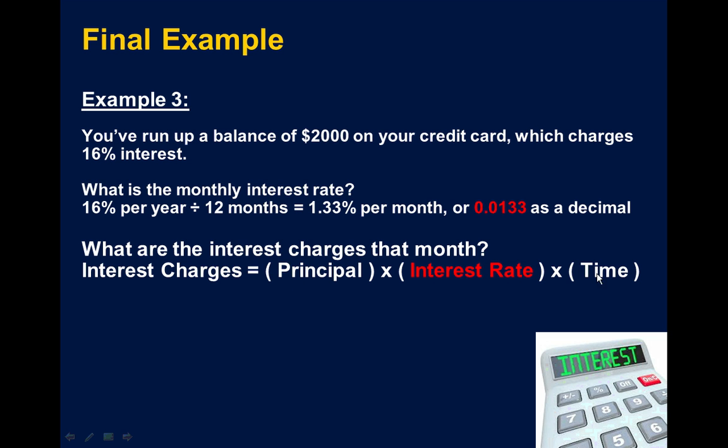Well, principal times interest times time. $2,000 balance, 0.0133 times 1 month. I used a calculator on this one. I get $27. Again, doesn't sound like a lot, but you're paying finance charges, and then you'll get interest upon the interest, because most people don't have $2,000 sitting around. So be careful when you run up a debt on your credit card.